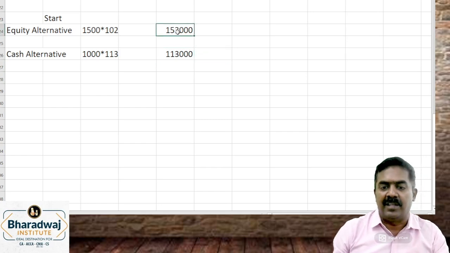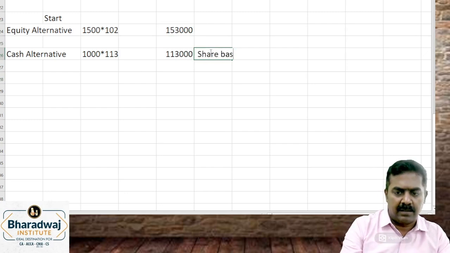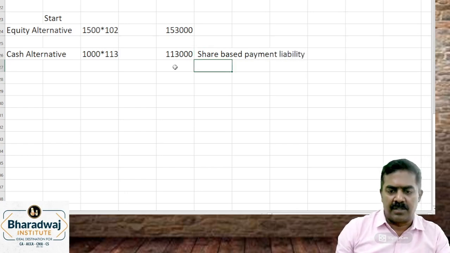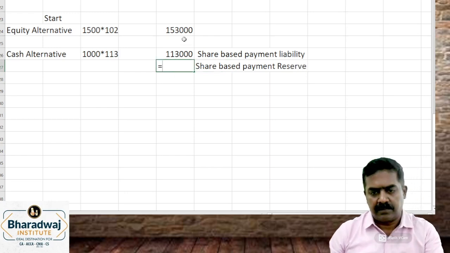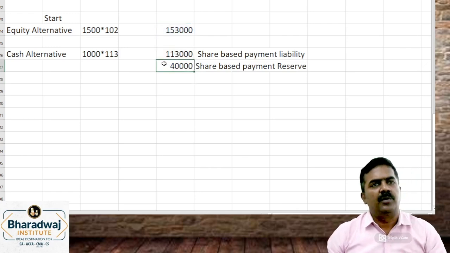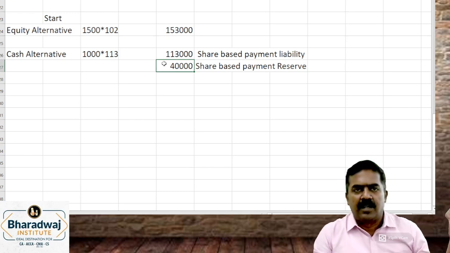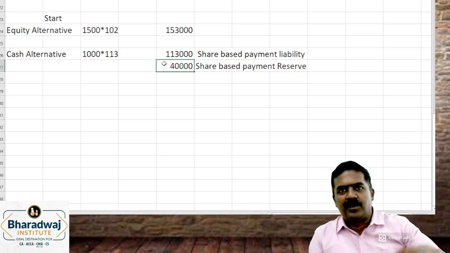But we do not know whether he will opt for the equity or the cash alternative, right? So we'll create a share based payment liability for 1,13,000. The balance, total balance 40,000, you will call it share based payment reserve. Take up this. More than taking up the solution from the printed one, I request you to take up this.